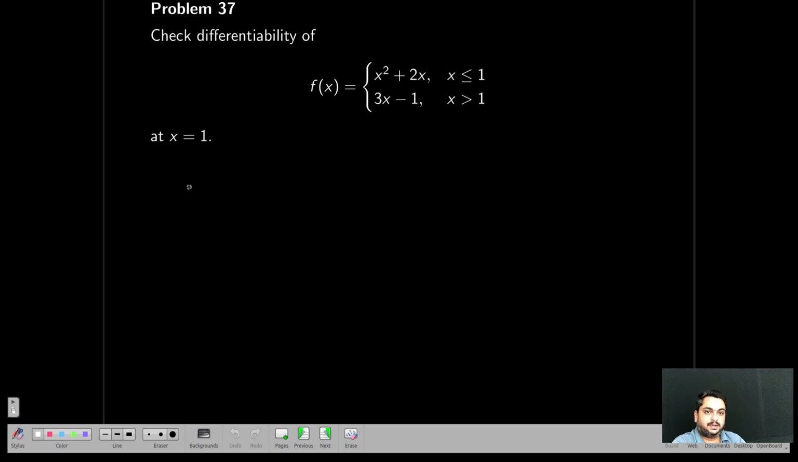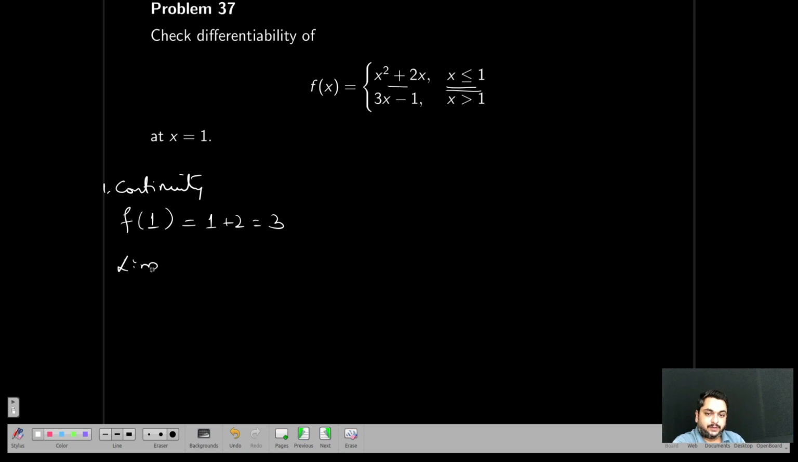Next, check differentiability of this piecewise function at x equal to 1. So let's first check the continuity. So f of 1 equal to, so f of 1 means x is less than or equal to 1. So this function I have to consider. So this will be 1 plus 2 equal to 3. So function exists, value exists.